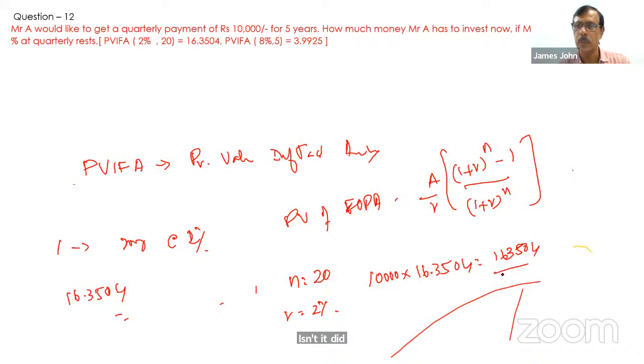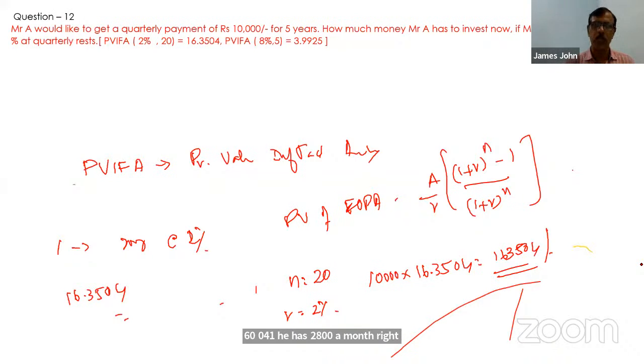160,504. This is the amount he has to invest. Sir, 10,000 is the annuity amount, right, sir? 10,000 is the annuity amount. So how to solve more? Sir, we have to use the table in this question. A into PVIFA, right? PVIFA, present value interest factor. Yes, PVIFA, where this 10,000 is A.